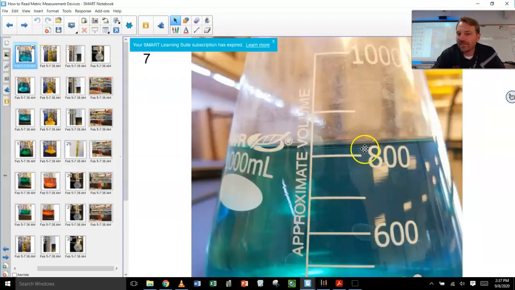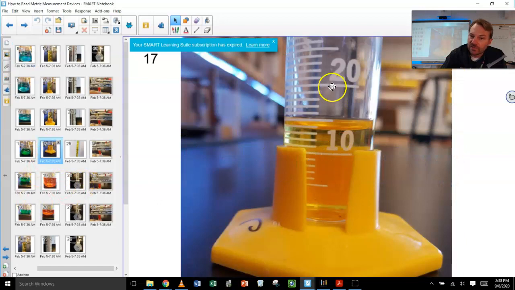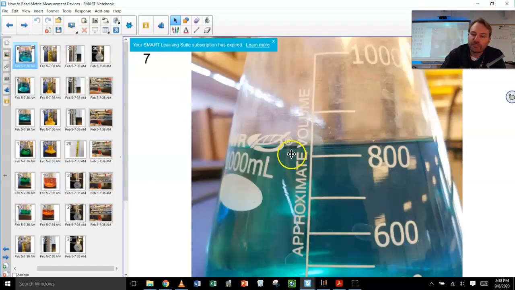This one, again, here's 800, here's 900, so 820. This doesn't have 10, so you have to be careful. Some things are meant for accuracy, like a graduated cylinder, because there are 10 things in between it. Some are not, like an Erlenmeyer flask.